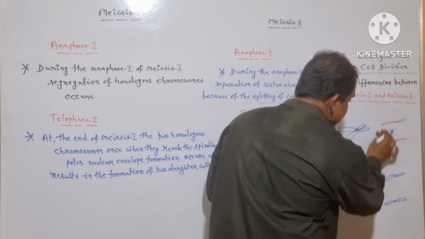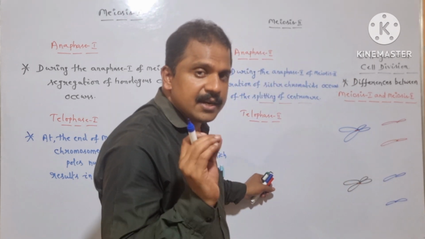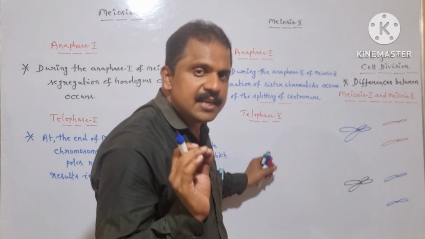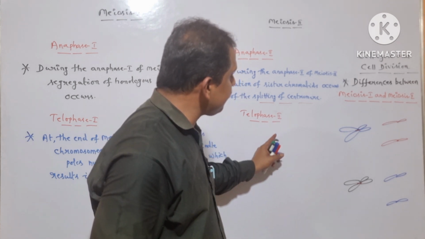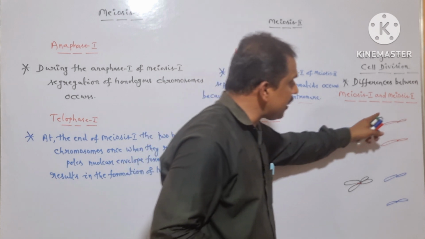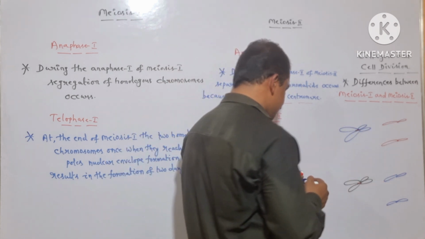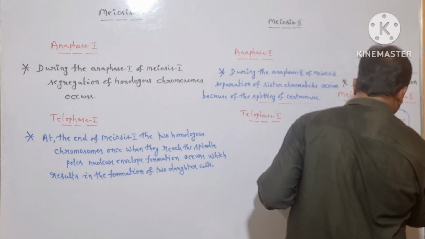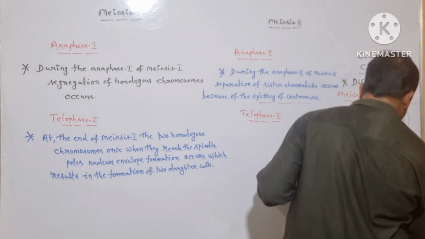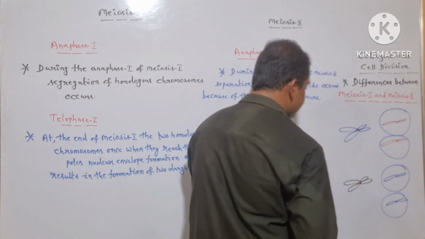So to these four sister chromatids, nuclear envelope formation takes place during the telophase 2 of meiosis 2. At the end of meiosis 2, we can observe four haploid daughter cells. Is it clear? Let us assume this as the nuclear envelope. So all these are nothing but the four haploid daughter cells.